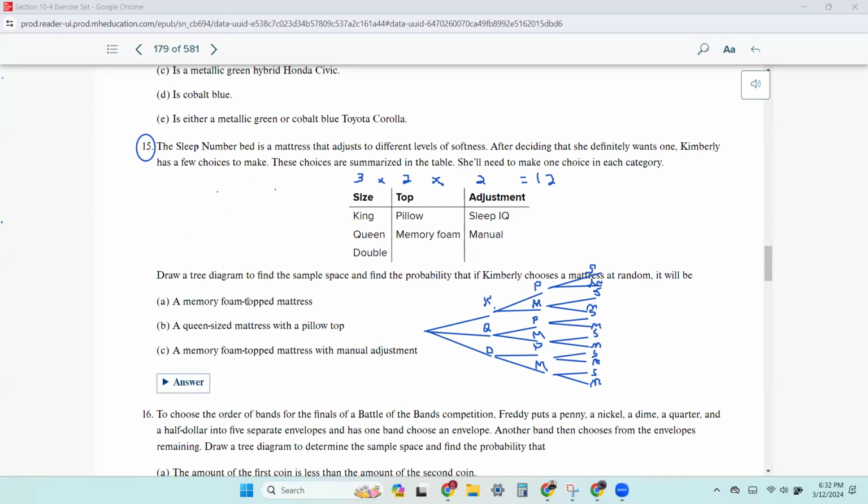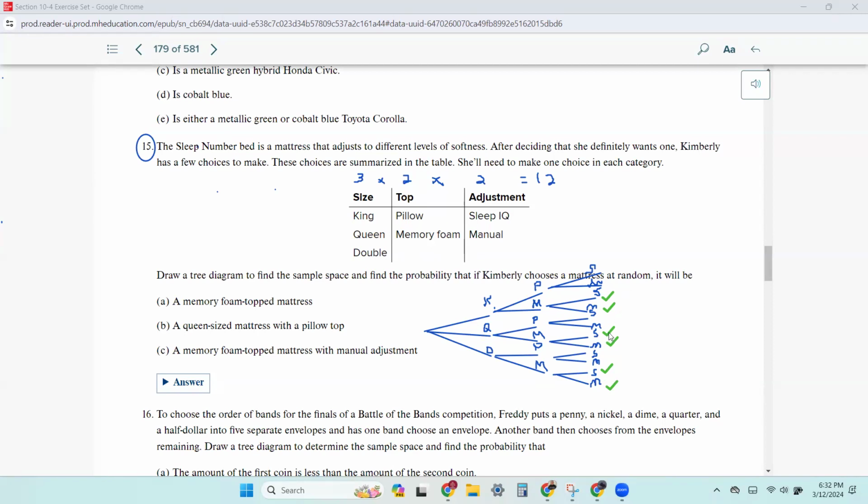All right, so what's the probability of having a memory foam topped mattress? So this would be king, pillow top, sleep IQ. So not that one, but this one right here, king, memory foam. So this one and that one both have the memory foam. So also does this one and that one and then the last one. And you might notice this pattern that exactly half of the mattresses are pillow top and half are memory foam.